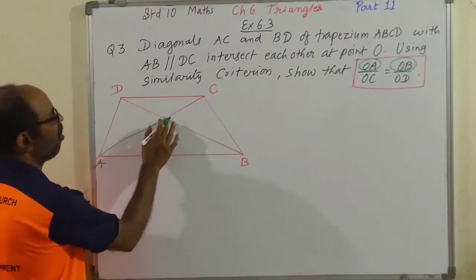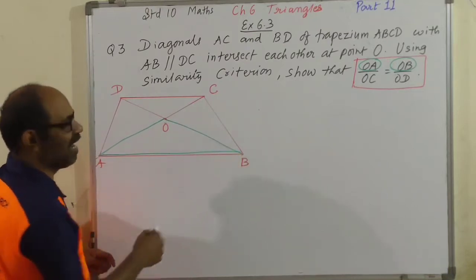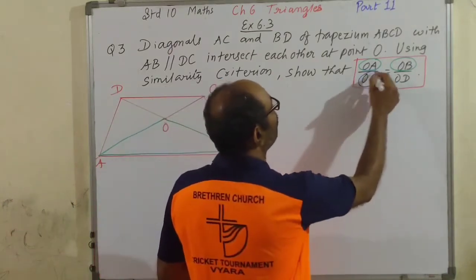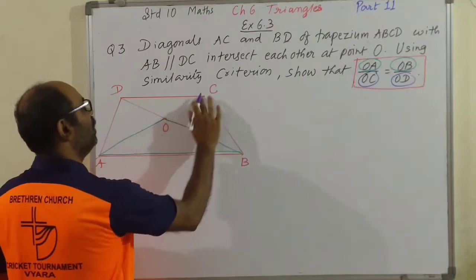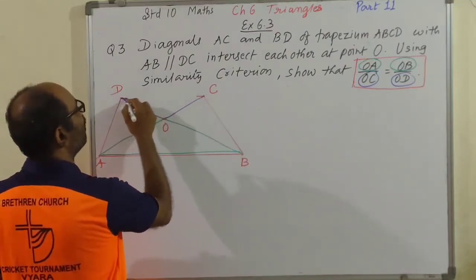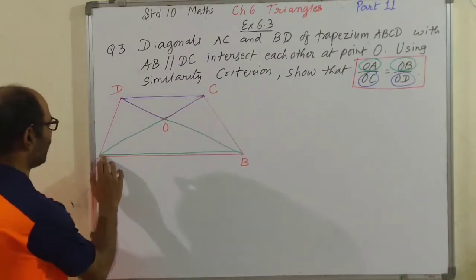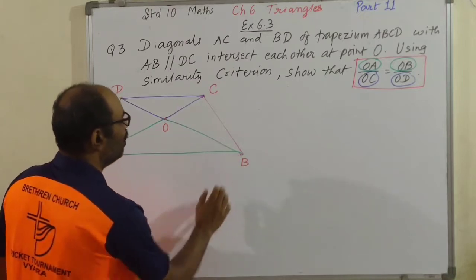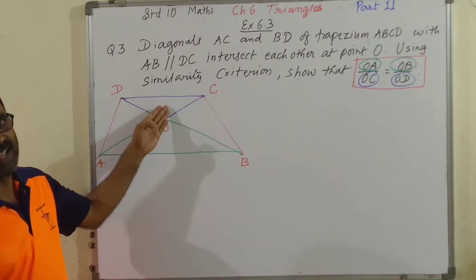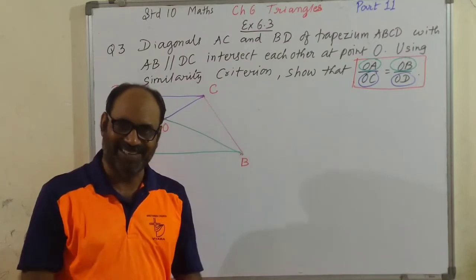OA and OB, yes, this is the green triangle. Correct? And then you see down OC and OD. This is OC and this is OD. Correct? Alright. I'll remove this red part. So if you show that green triangle is similar to blue triangle, then these equal ratios will be produced from it.